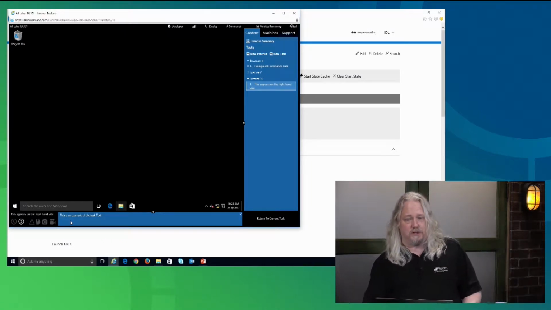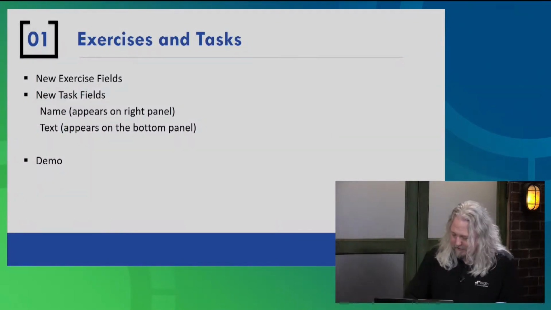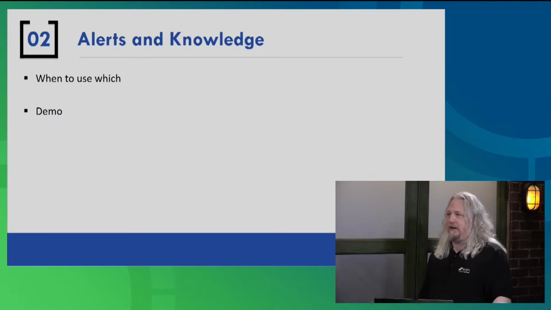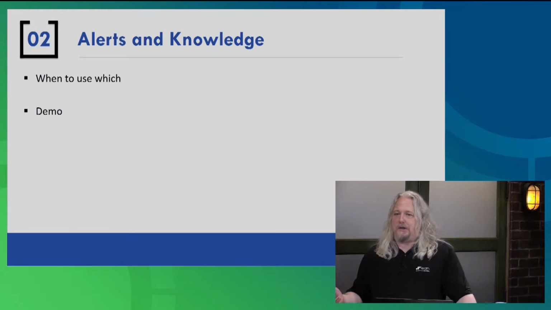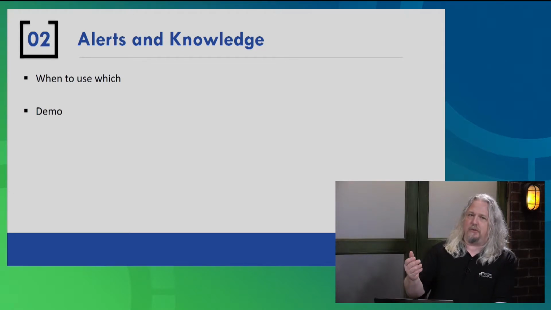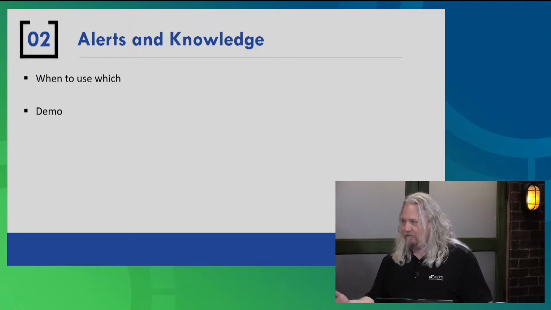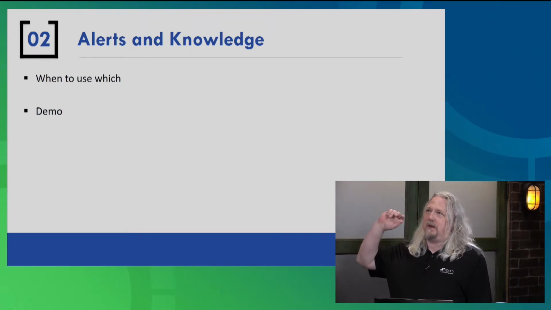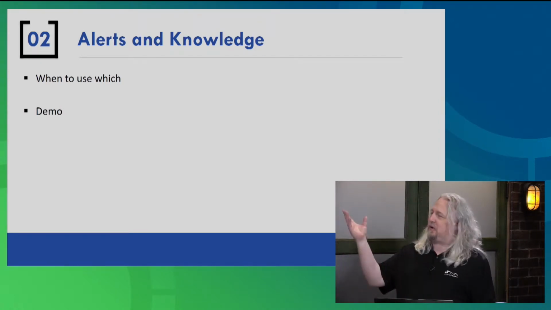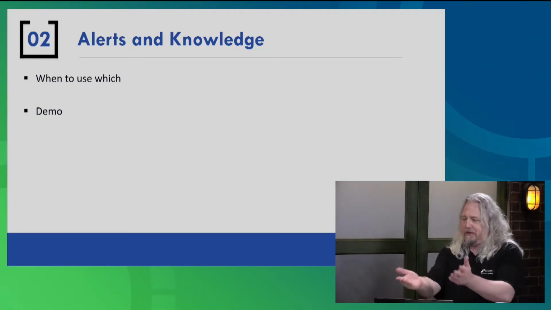So the first ones that we're going to talk about, and I'm going to switch back to my slide here for a second, is alerts and knowledge. Right. So help me out with this. Okay. I want an end user who's using this lab to know about something before they accidentally click the wrong thing. If they click on cancel, it's going to destroy their lab. If they click on OK, everything's going to be fine. Which of these two would I use for that?